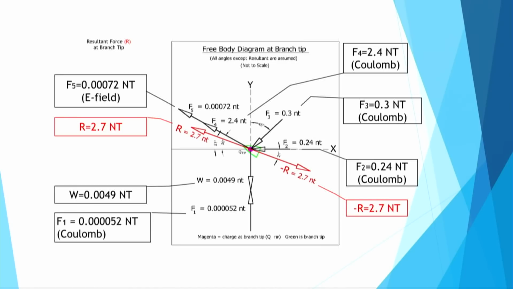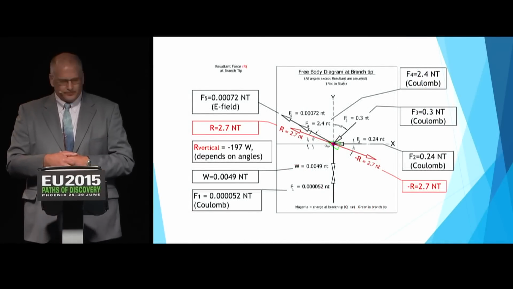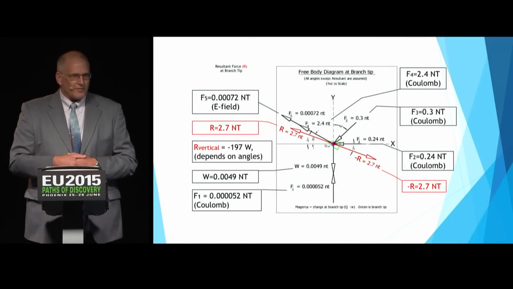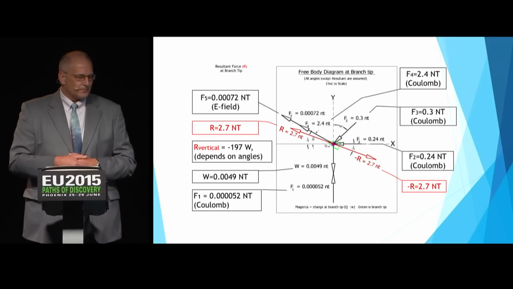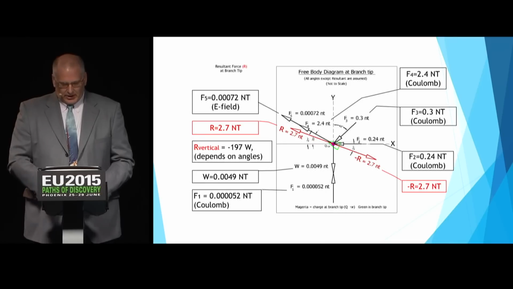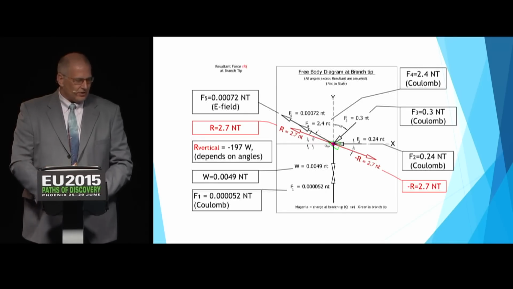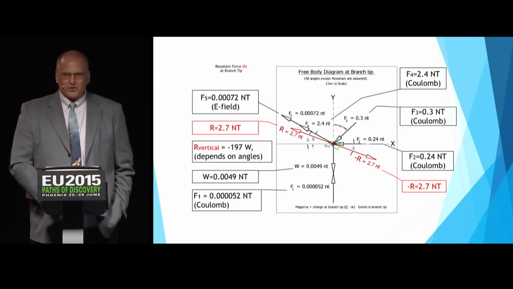And then there's an equal and opposite force on the other side holding the thing onto the branch. So that gives a resultant vertical force of approximately 197 times the weight of the tip pushing up. But you can see that depends on the angles I assumed. You could easily see that if I had assumed a flatter angle to start out with, the resultant force could actually end up pointing down.